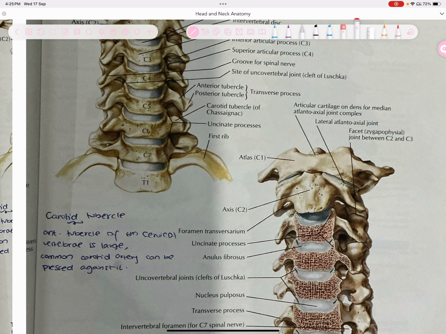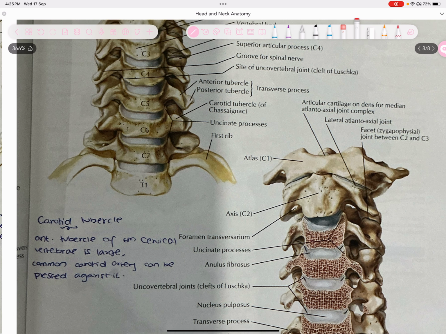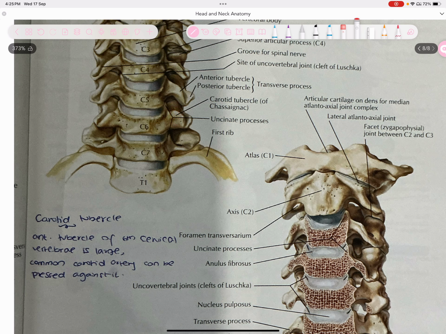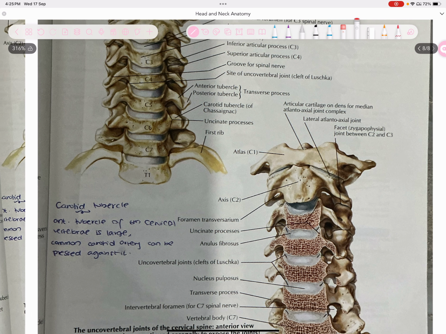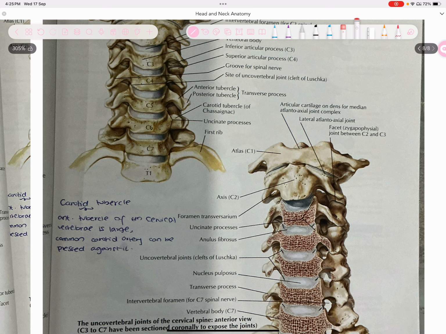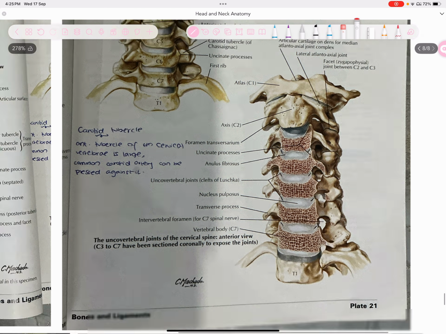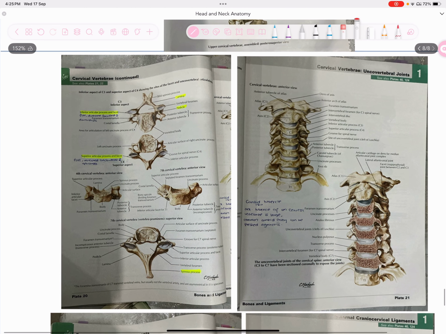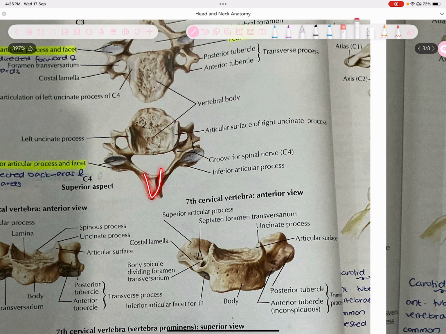It's large, and it is a common site where the common carotid artery can be pressed against. So the common carotid artery is often pressed against this. The spine is short and bifid. The notch is filled up by the ligamentum nuchae. Now the spinous processes of these cervical vertebrae are short and bifid, they're split, and the notch is filled up with the ligamentum nuchae. Ligamentum nuchae, very important, we'll discuss again in the attachments and relations.